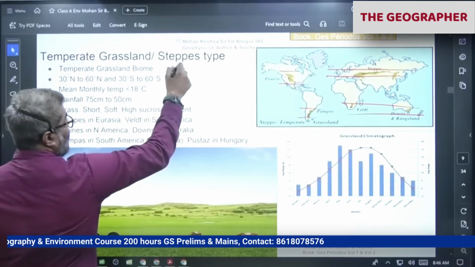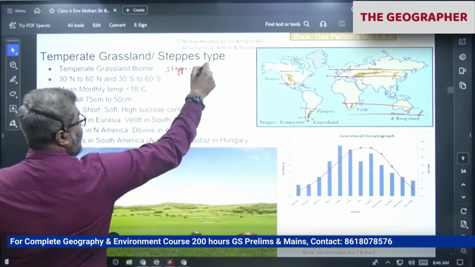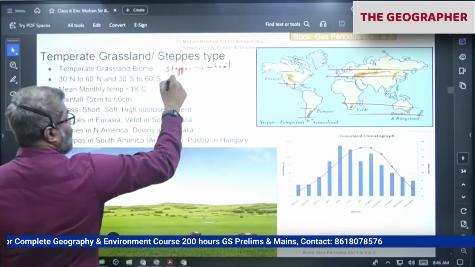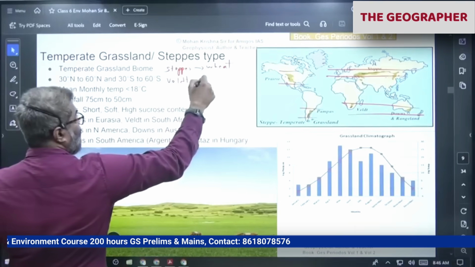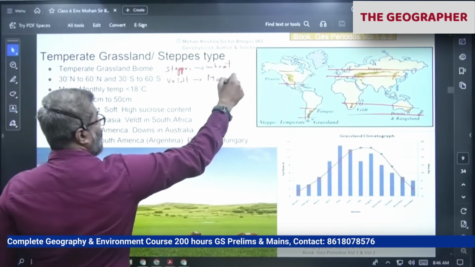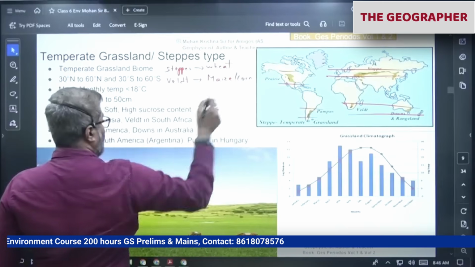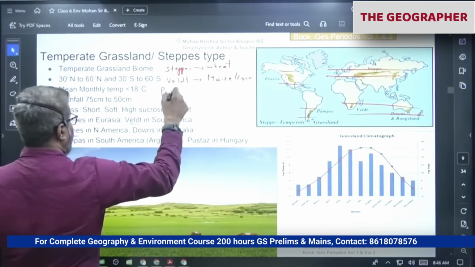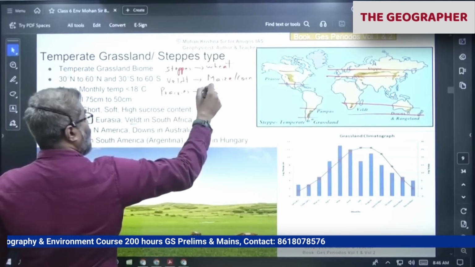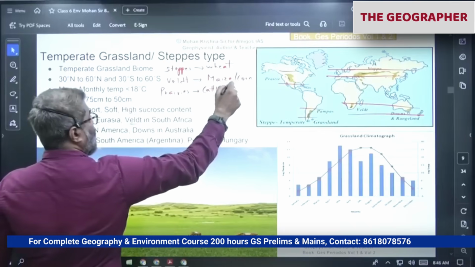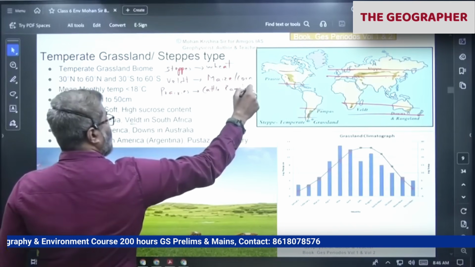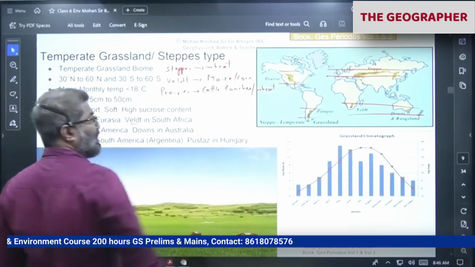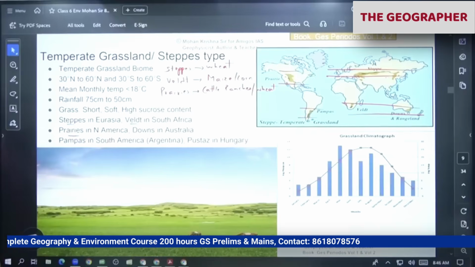Steppes are famous for wheat cultivation. Veld is famous for maize cultivation. Maize means corn, very popular. These two are over. Prairies are also famous for wheat, and also famous for cattle ranching. Large cattle ranches can be found here. Plus wheat cultivation and cattle ranches.